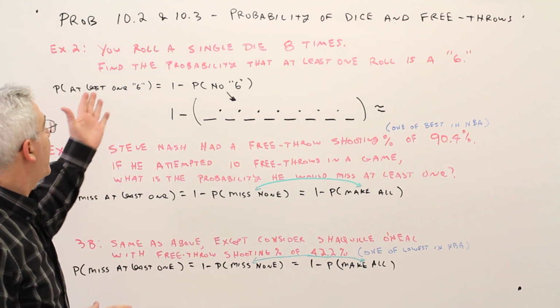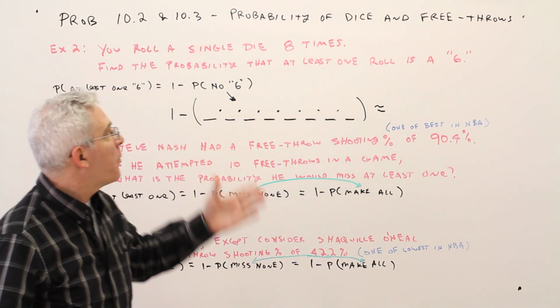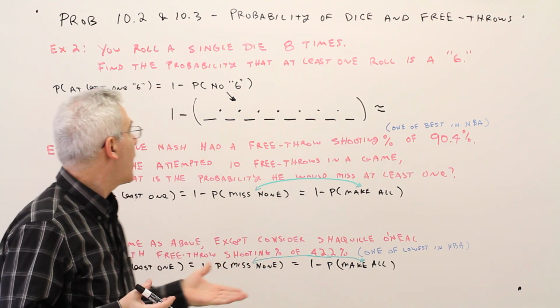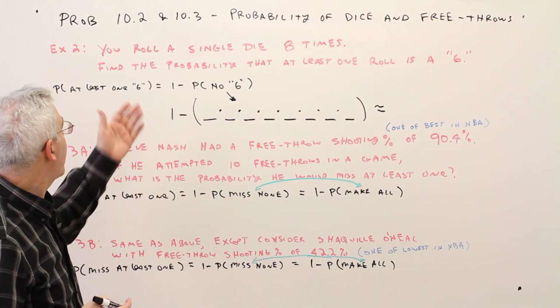Welcome to probability videos 10-2 and 10-3, probability of dice and free throws. All right, so there's a couple examples. I'll start with example 2.